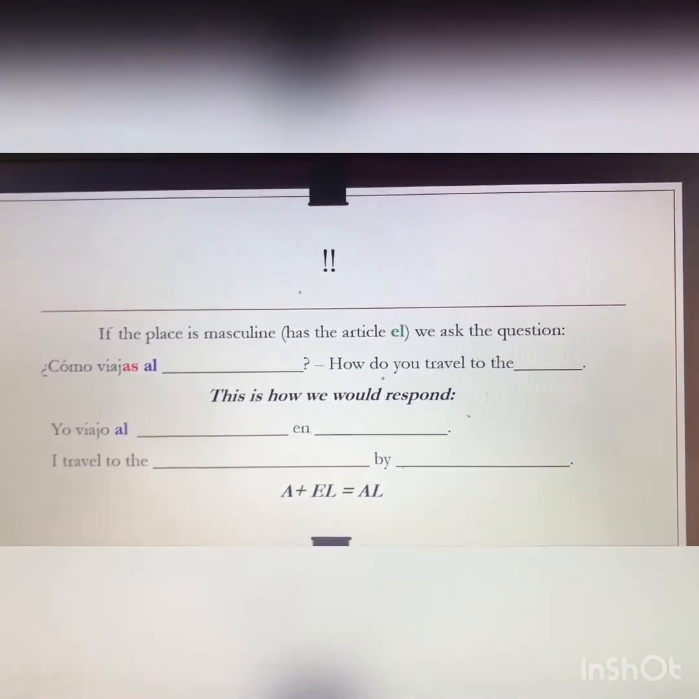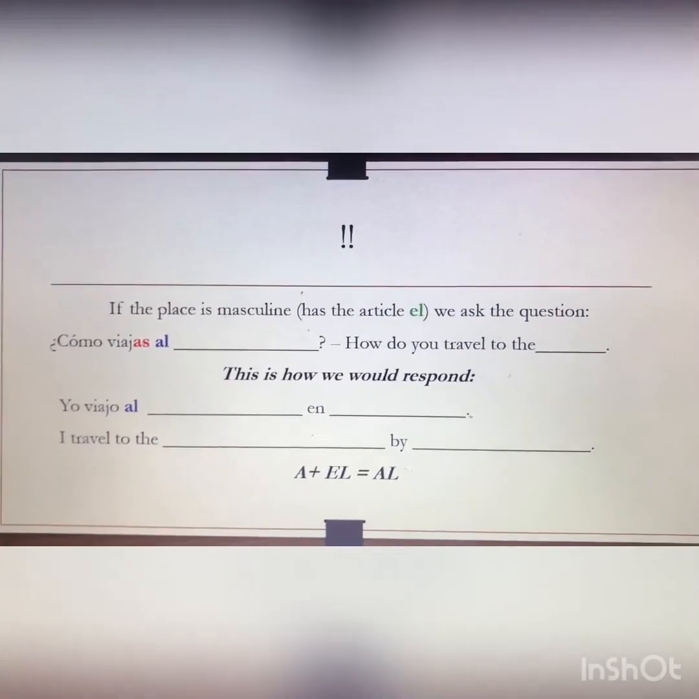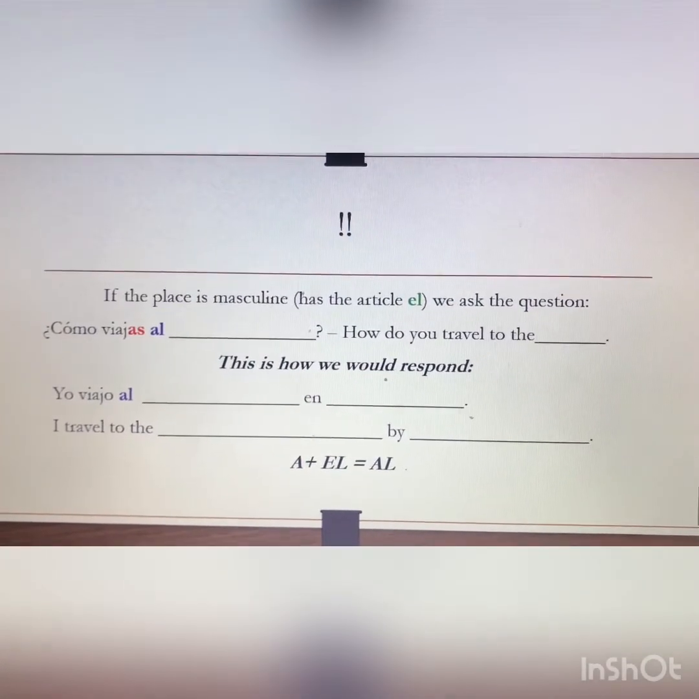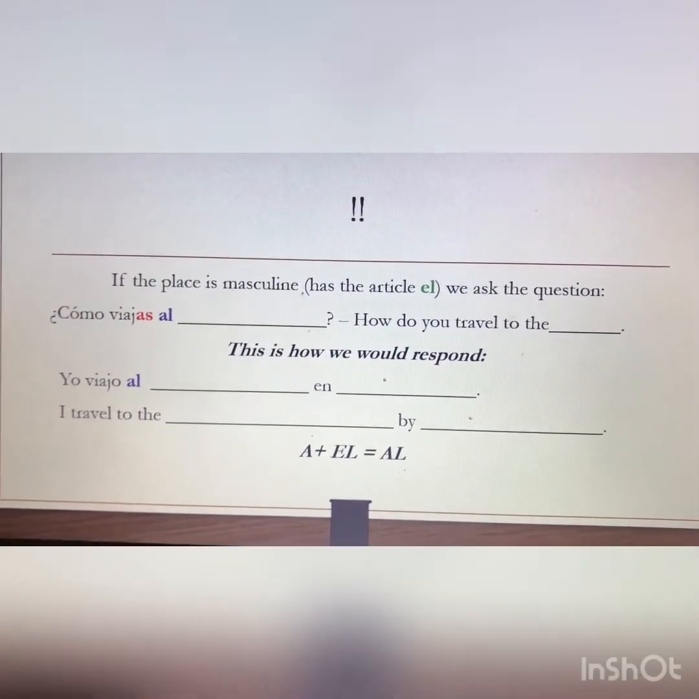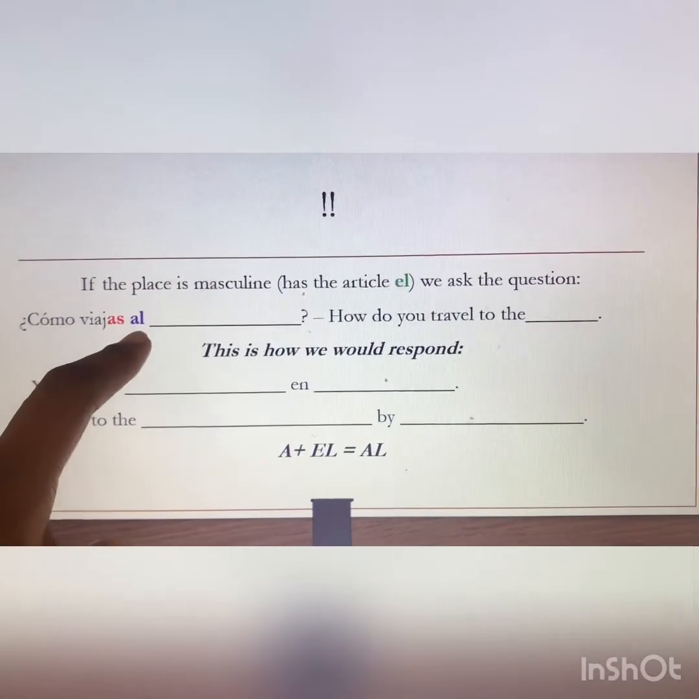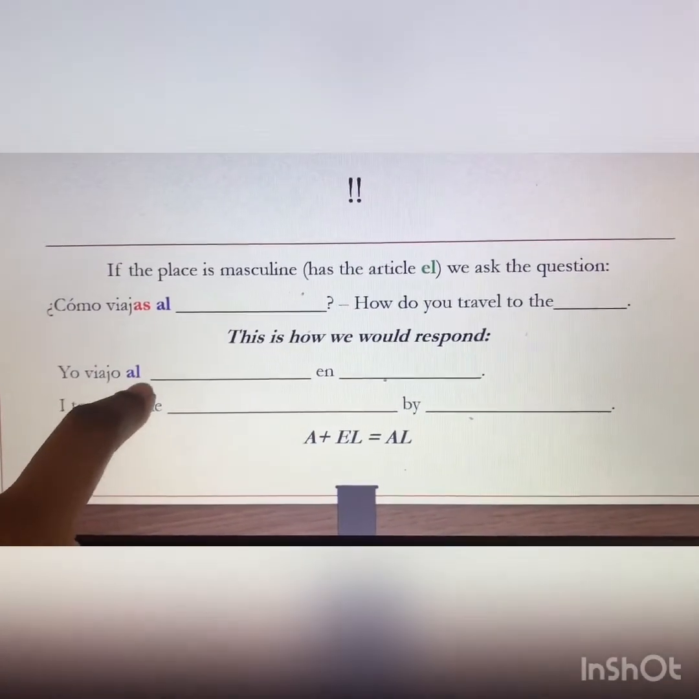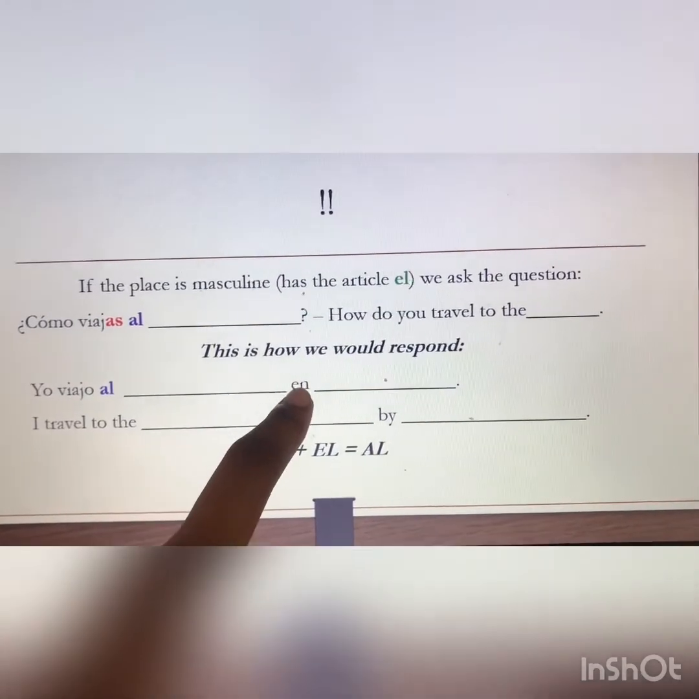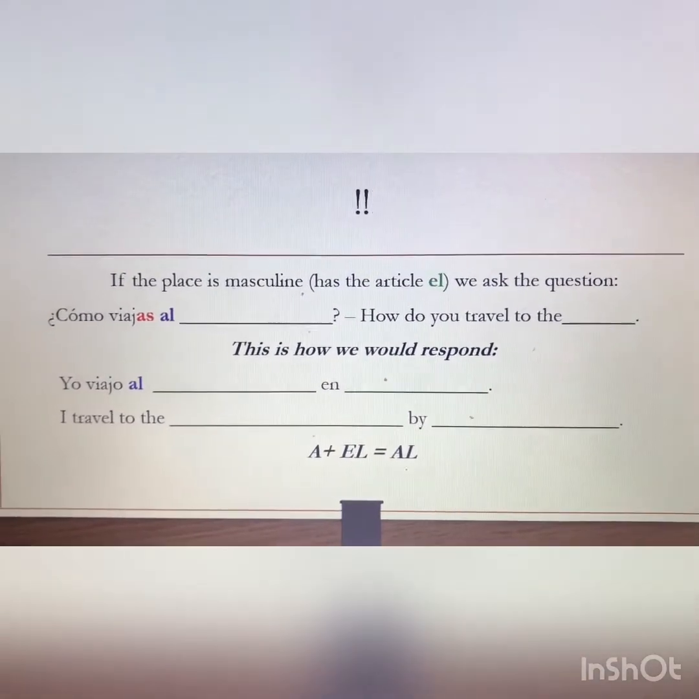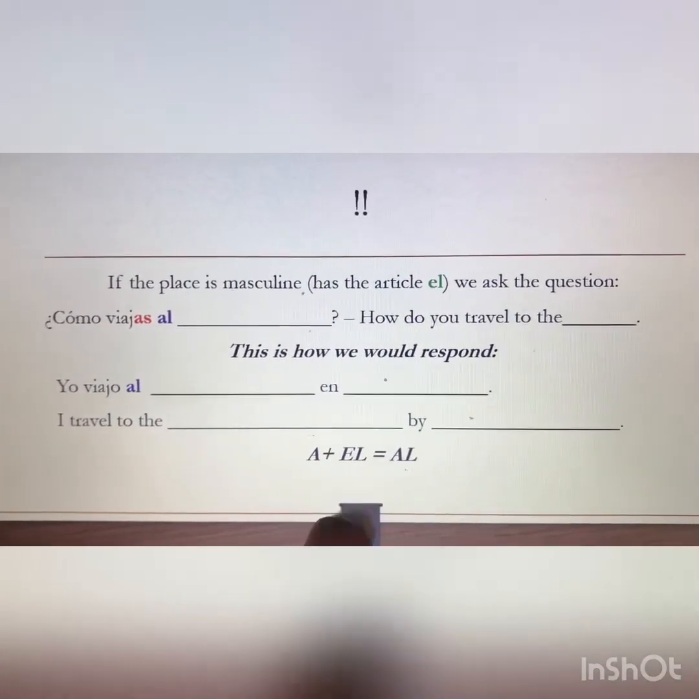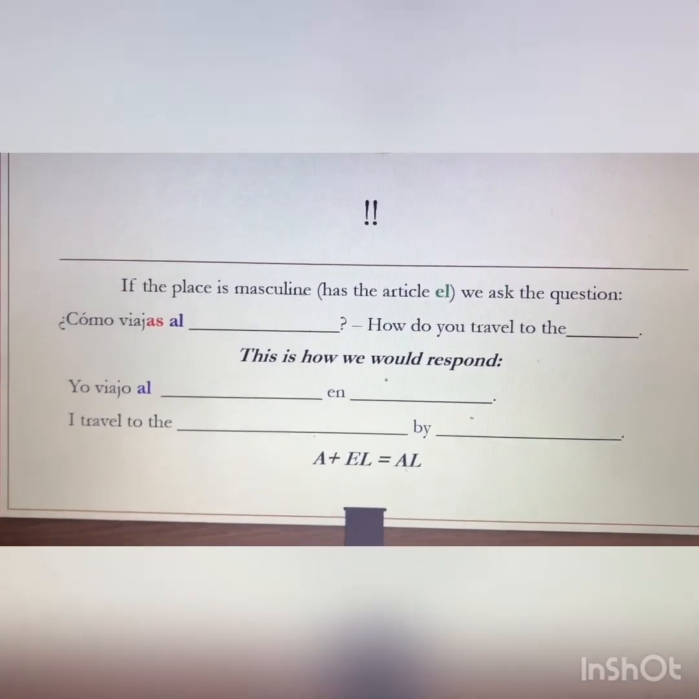So let's review another time. If the place is masculine, meaning that it has the article el, we will use the question, ¿cómo viajas al? To respond, yo viajo al, put the place, by whichever mode of transportation. Remember, the a plus the el gives us an al.